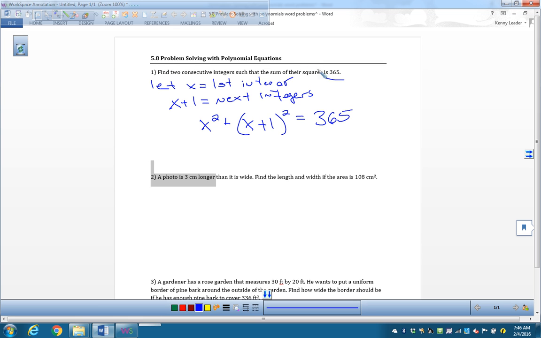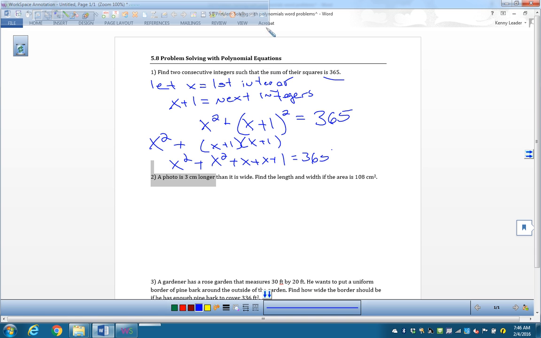Now you've got to solve the equation. Anyone have any ideas? What do I have to do with this? What's x plus 1 squared? You have to FOIL it out if you don't know the shortcut, right? This means this, which is x squared plus x plus x plus 1. So you have x squared plus x squared plus x plus x plus 1 equals 365. You guys with me there?